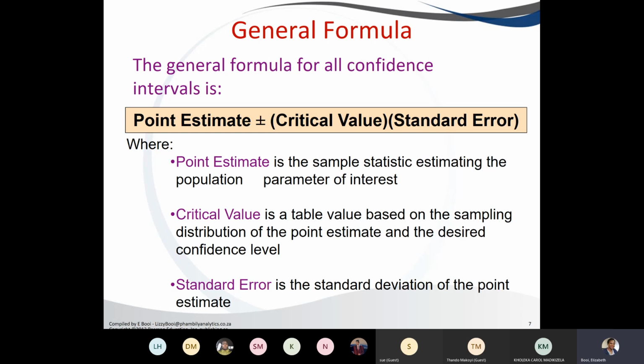So that formula on its own, you can split it into two. The formula is your point estimate minus your critical value times your standard error, and your point estimate plus your critical value times the standard error. And that's how we write the confidence interval.